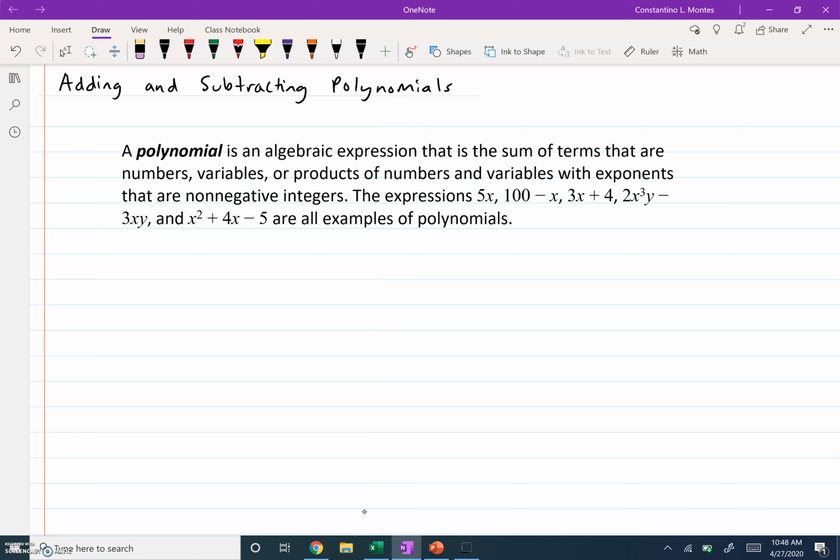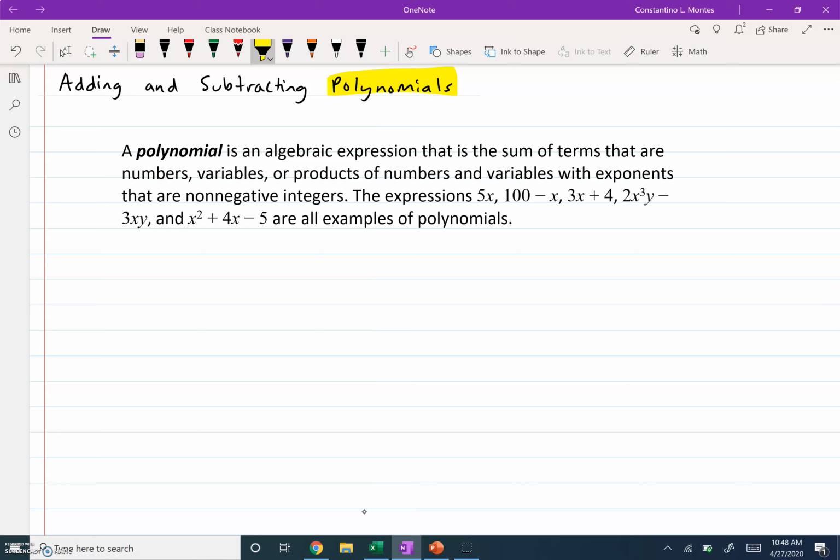Anyways, let's start with the lesson. We are going to be talking about adding and subtracting polynomials. Before we jump into that, we should really discuss what a polynomial is, and there are some pieces about polynomials that we also need to discuss before we start actually adding and subtracting. So let's start off with polynomial.